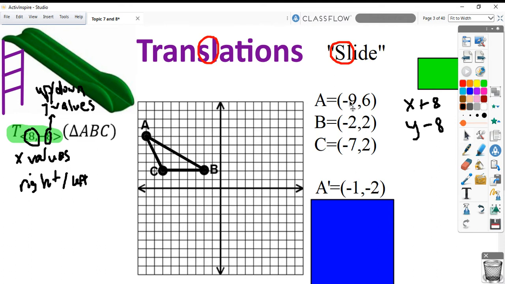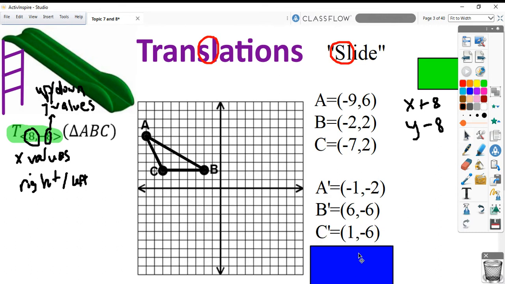-9 plus 8 is -1. 6 minus 8 is -2. Our new b coordinate, after we add these numbers and after we slide it over in this direction that's given to us, is going to be at 6, -6. Our new c will be 1, -6.